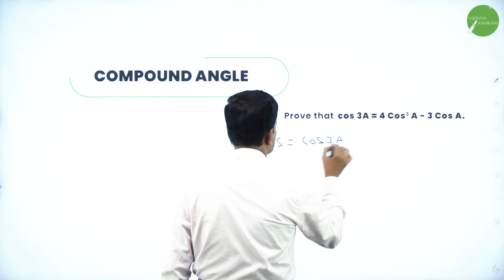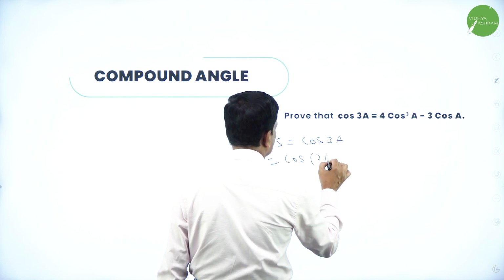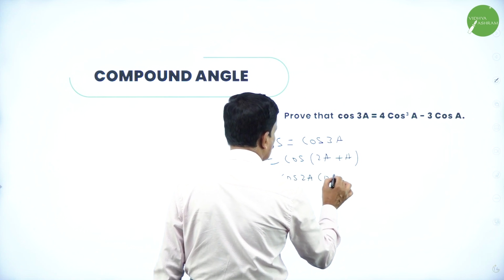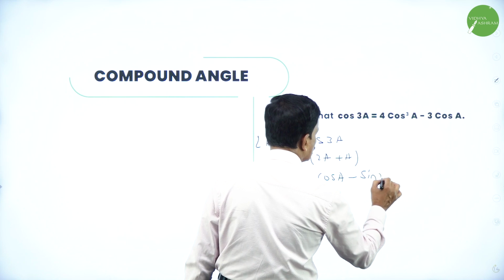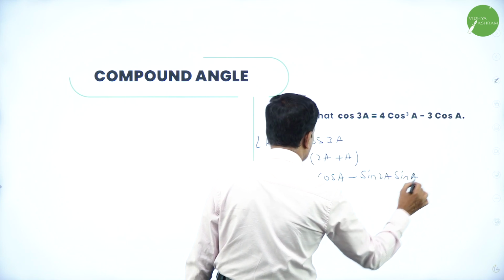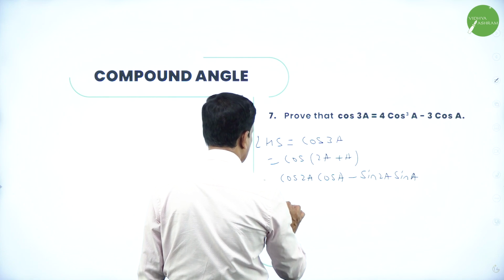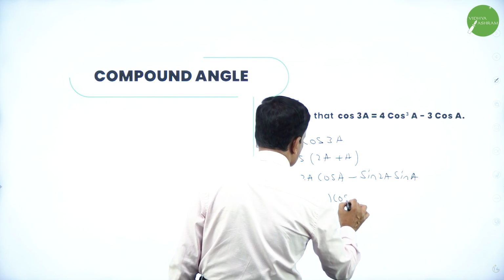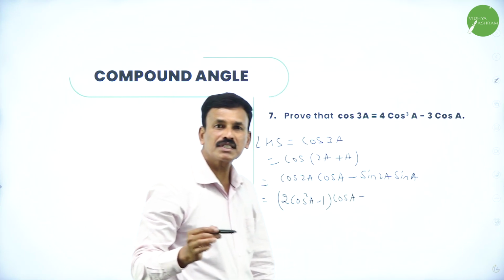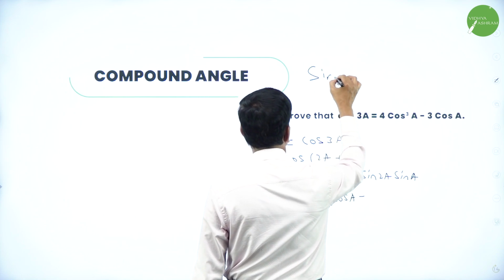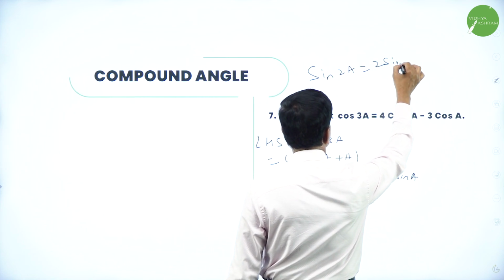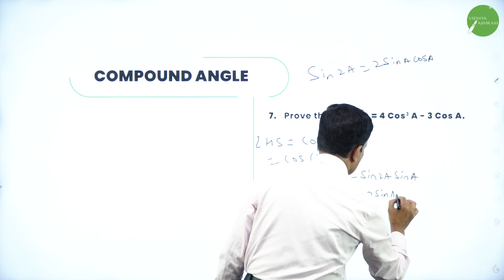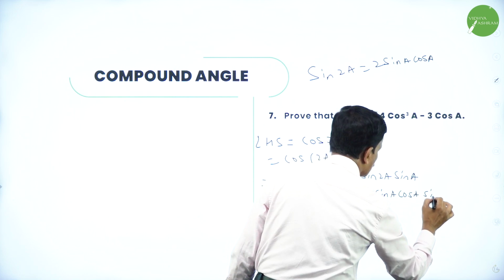Cos 3a can be written as cos of 2a plus a. Now this is of the form cos of a plus b. Cos of a plus b is cos a cos b minus sin a sin b. So this cos 2a can be written as 2 cos square a minus 1, into cos a as it is, minus. For sin 2a we have one formula: sin 2a is equal to 2 sin a into cos a. So you can write 2 sin a into cos a, into sin a as it is.